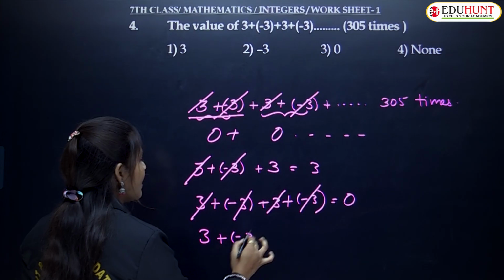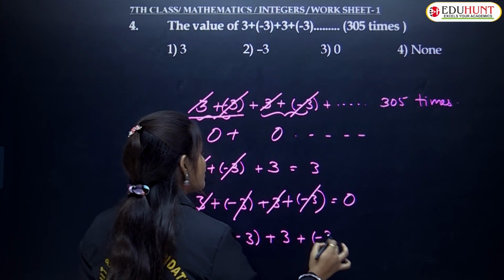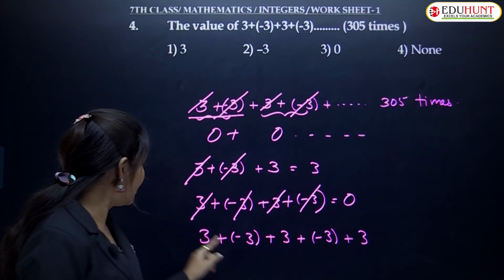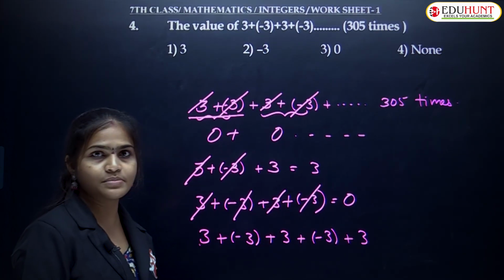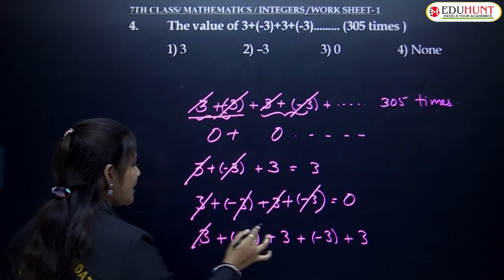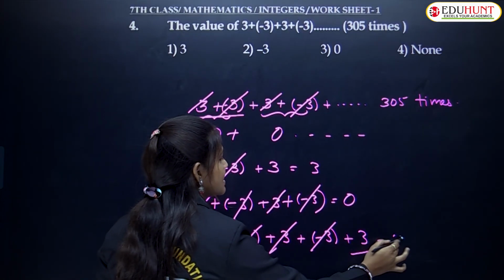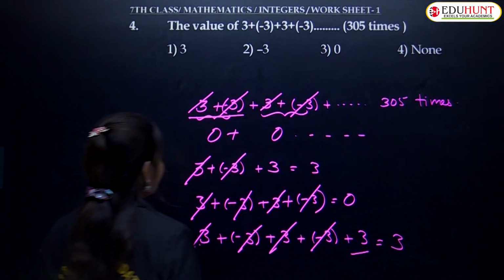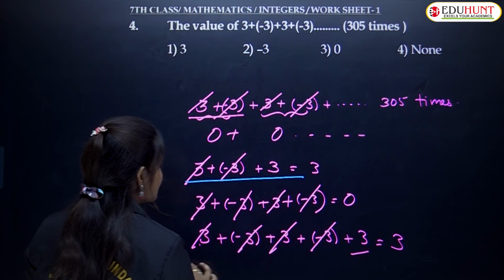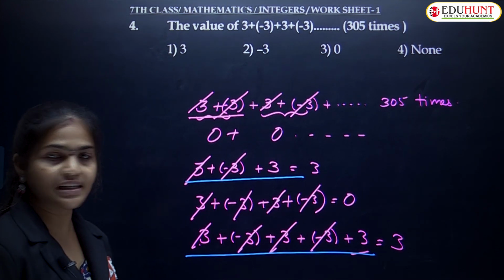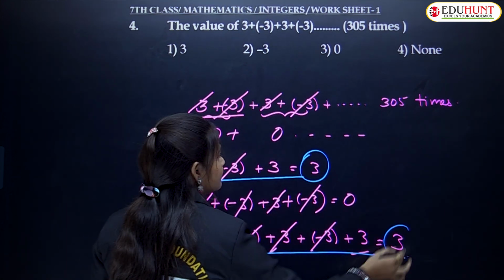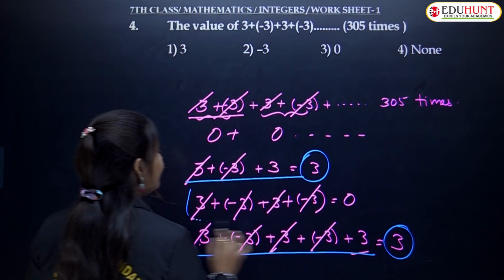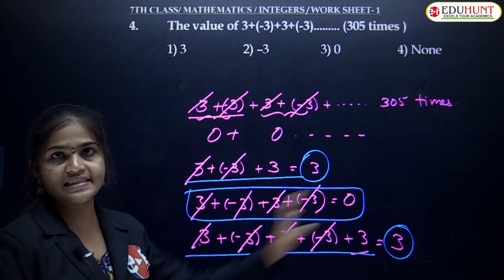Take one more example. 3 plus minus 3 plus 3 plus minus 3 plus 3. How many terms are there here? 1, 2, 3, 4, 5 terms are there. Odd number of terms. Plus 3 minus 3 plus 3 minus 3, so the answer is 3. Understand? Observe that here, if there is an odd number of terms, then the value is 3. If there is an even number of terms, the answer is 0.